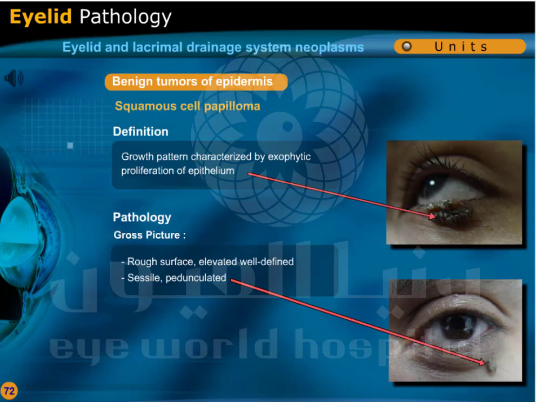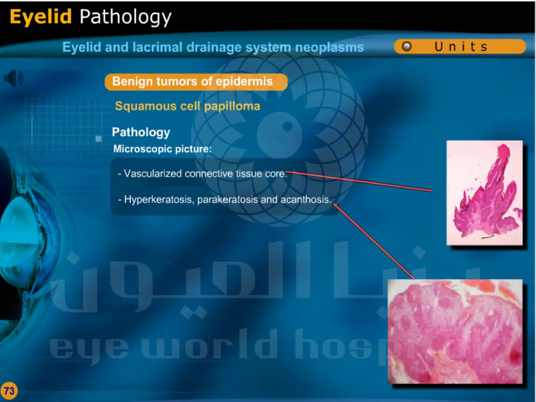Benign tumors of epidermis. Squamous cell papilloma. This is a growth pattern characterized by upward proliferation of epithelium. It is an elevated, well-defined tumor with a rough surface that could be sessile or pedunculated. Microscopically, there is a vascularized connective tissue core with hyperkeratosis, parakeratosis, and acanthosis.